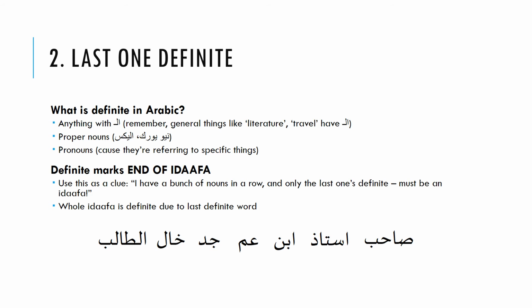Idaafa. Note how if we were to translate this insanity into English, using our "of" phrasing, we could use apostrophe s's, but I think it would get really confusing. Note that all the words would have a "the" on them. The friend, of the professor, of the son, of the uncle, of the grandfather, of the uncle, of the student. Right? So in English, all of these are definite. In Arabic, they're definite because the whole phrase is definite, but they're made definite by the very last word.